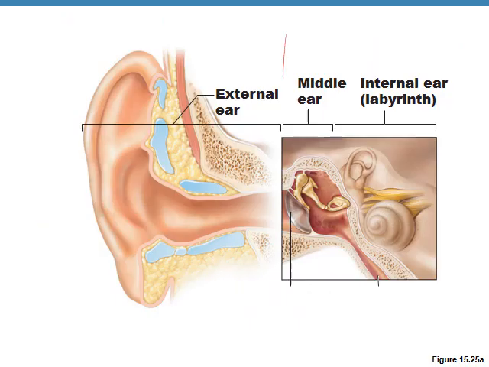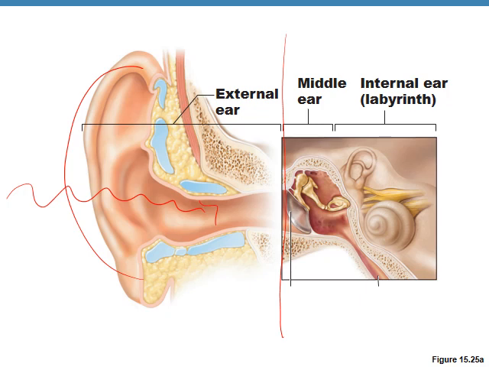Here's a nice breakdown of the external ear, and you can see this is kind of a funnel. What are we trying to do? We're trying to funnel those sound waves into our auditory canal. Then there's the middle ear where you've got your eardrum. We're going to call it the tympanic membrane, but here's your eardrum. Here are the bones, the ossicles of the ear, that are going to vibrate.